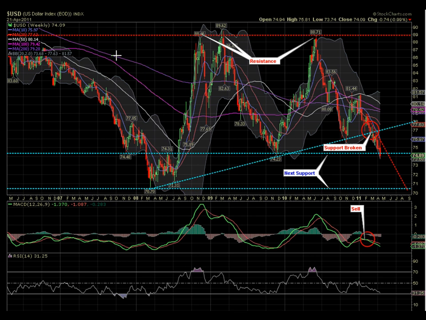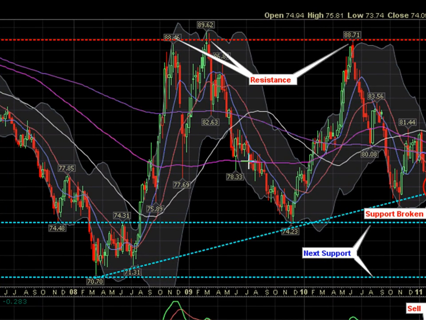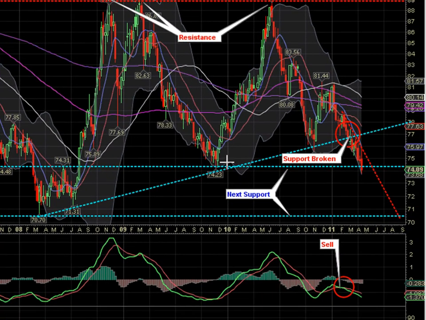And what we had here was basically a resistance around 88 on the index. And we had this rising trend line here that was pushing the US dollar up, putting upward pressure on it. And what happened here is we broke below the trend support. And so what's happened is this overall upward pressure that we were seeing has now reversed into a downward pressure type scenario. We had a possible support area.